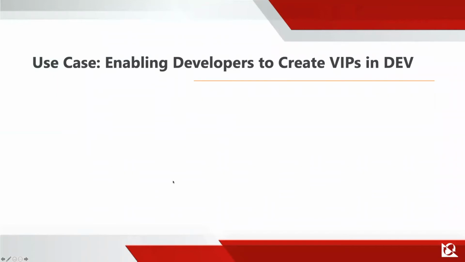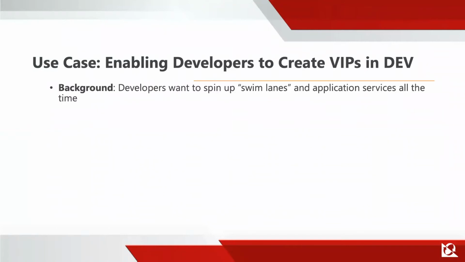So our first use case is going to be enabling developers to create VIPs in Dev. I don't know about you, but when I submit a ticket and I need a load balancer created, the network team might not have it at the top of their priority list. So it might take a couple days to get it done. Whereas with this, it may take 30 seconds at the most. As soon as you fill out the form, it's going to go ahead and do all of it for you.